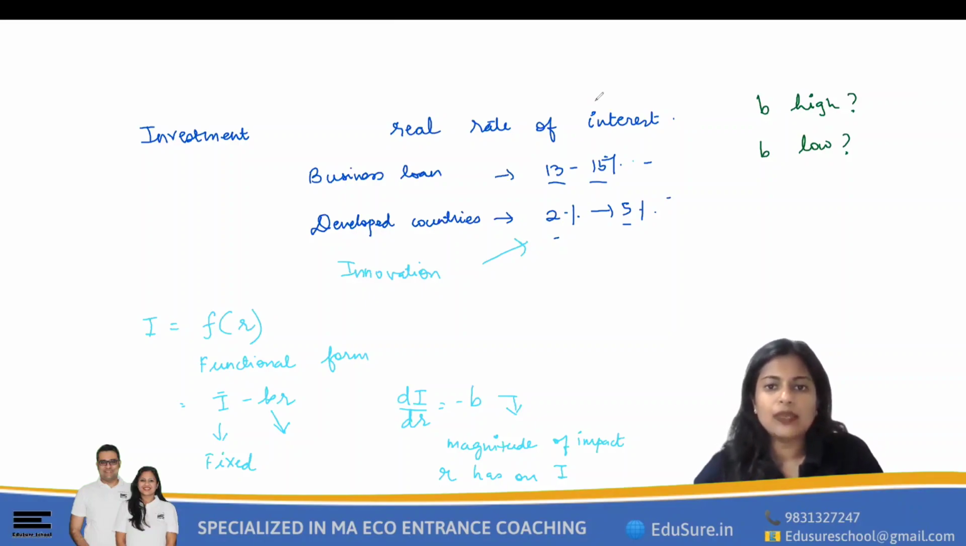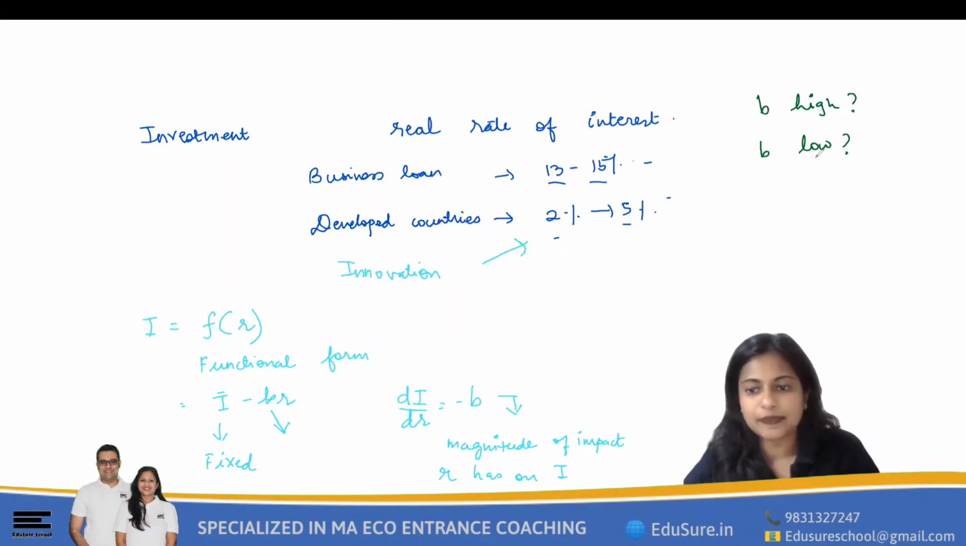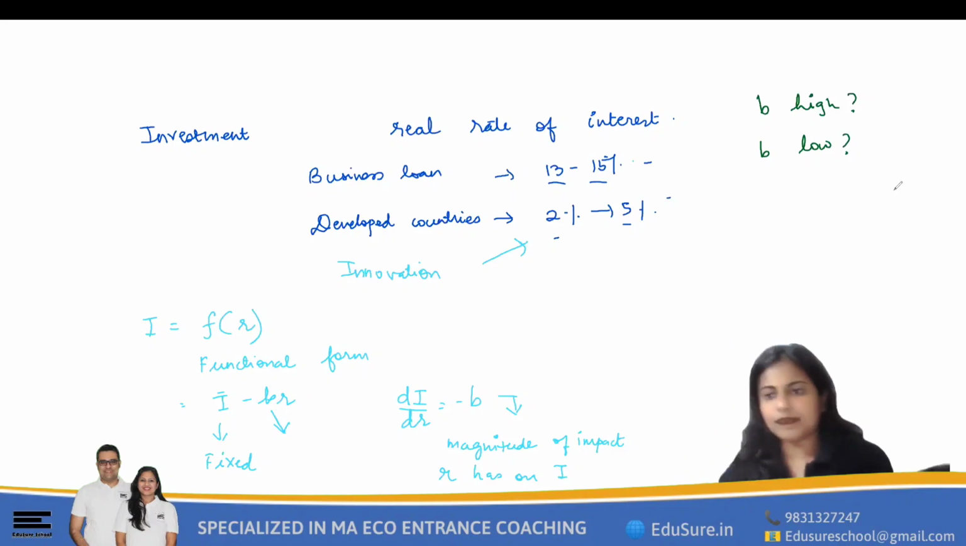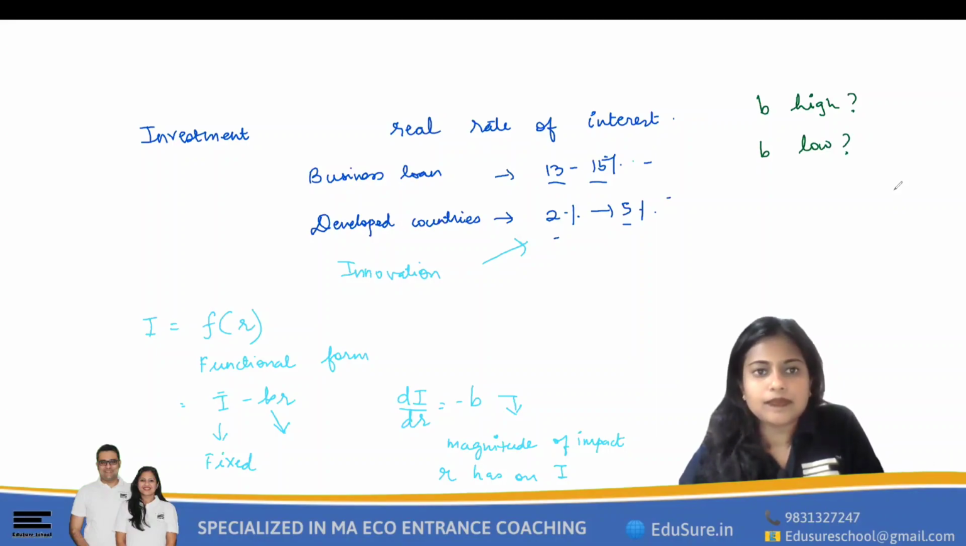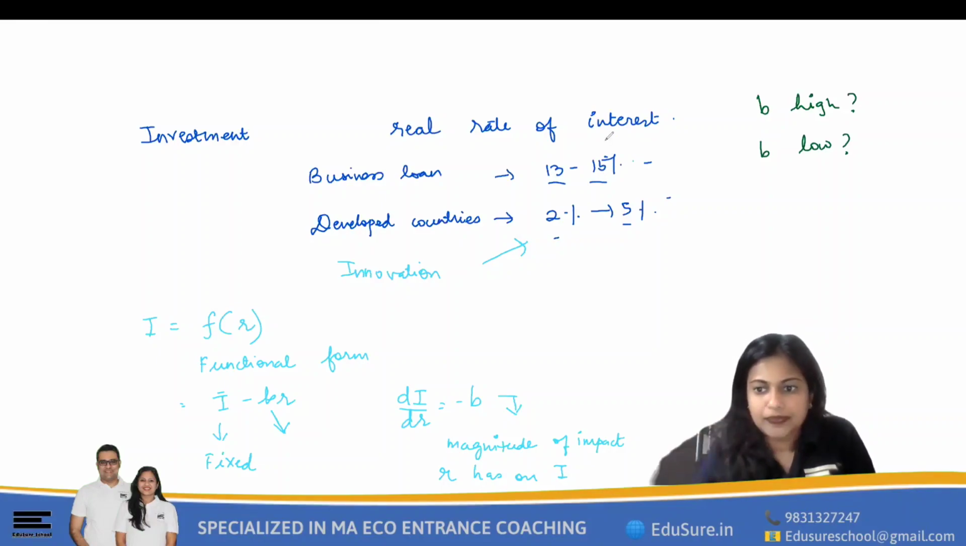What does a high B indicate? What does a low B indicate? It's the slope of the investment function, correct? So a high B would mean what? Intuitively, B is a coefficient. What does a high B mean? What does a low B mean?